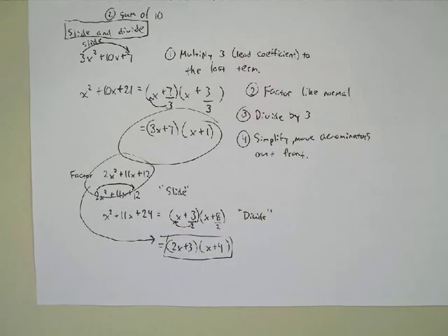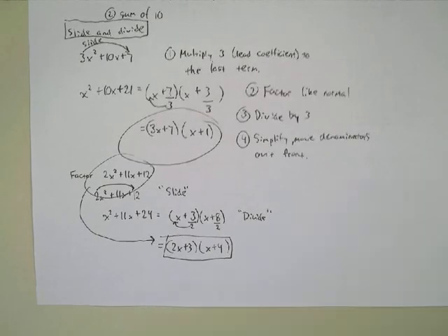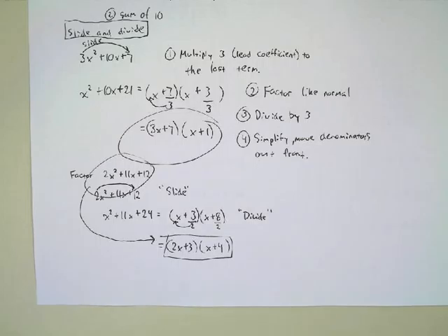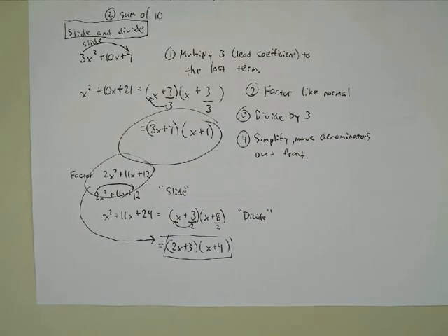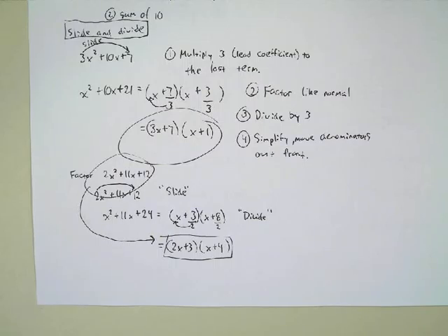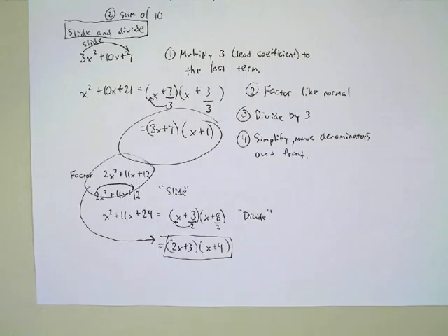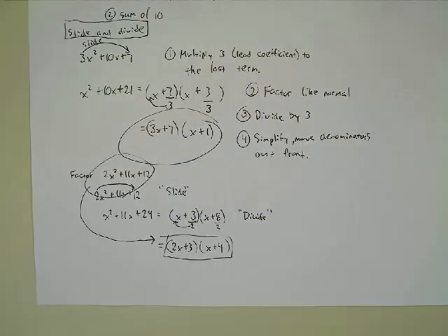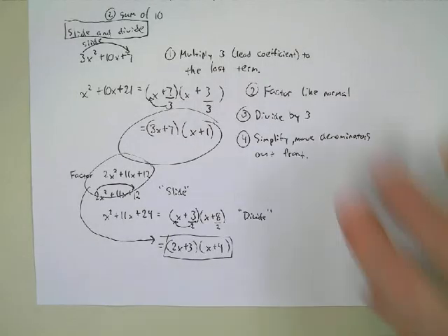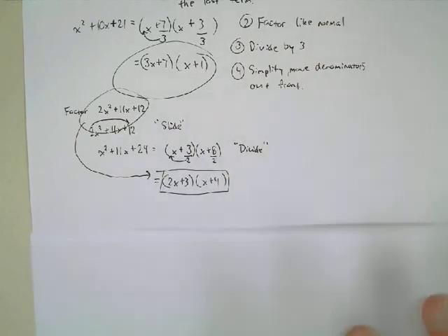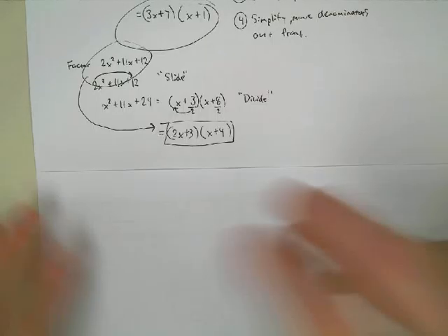Shall we do another one? Let's try another one here. Okay, I'm going to scoot this up some. All right, let's factor 5x squared plus 9x minus 2.